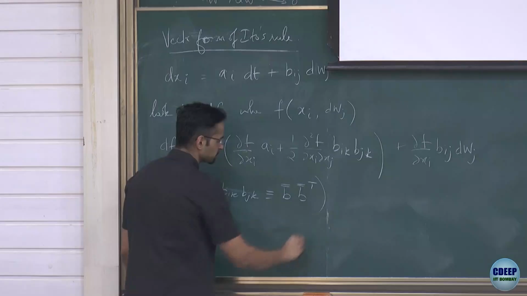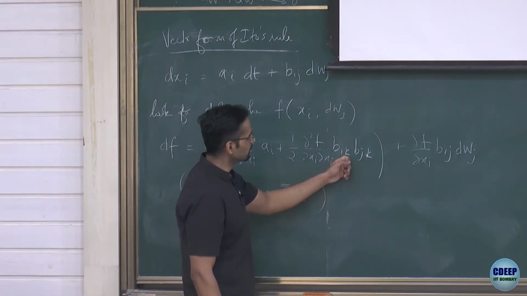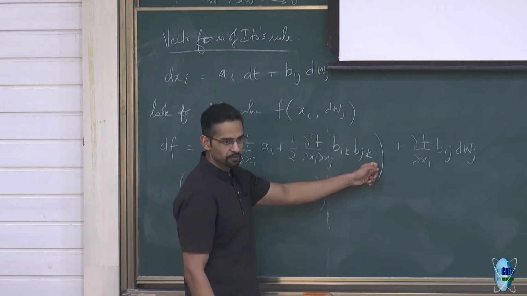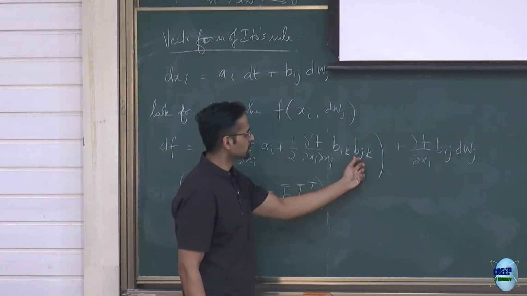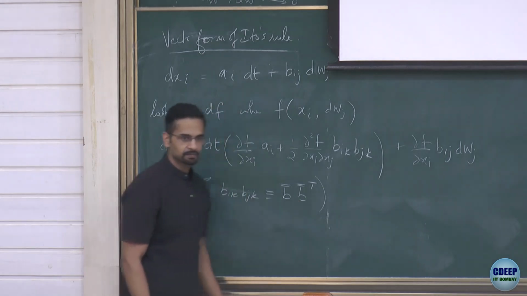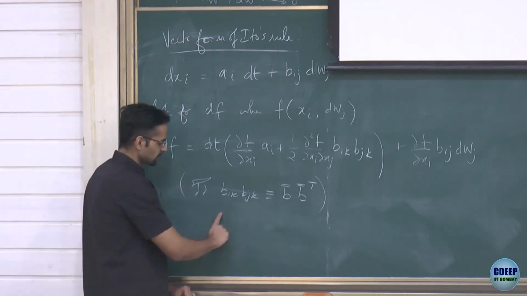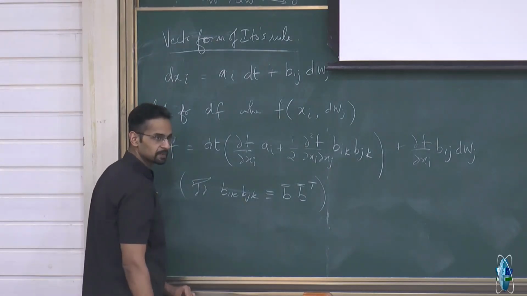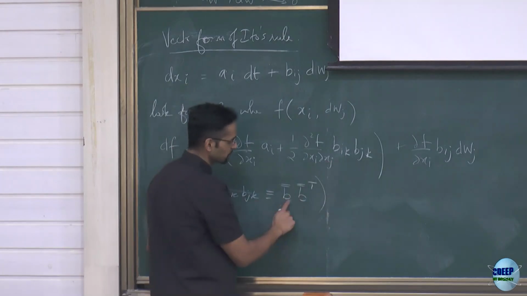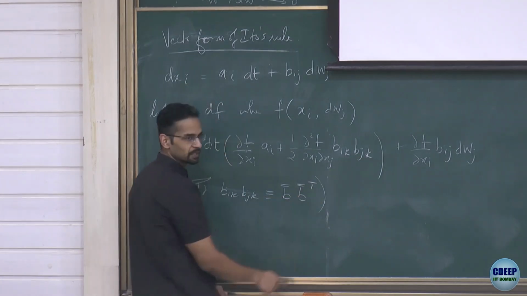Because a normal matrix multiplication B into B would be bik bkj. Right, that is the definition of matrix multiplication. The swap means I am multiplying it with its transpose. So if you remember, matrix multiplication is row times column. If I was just doing B into B, it would be bik bkj. Because I flipped it, it's B B transpose.